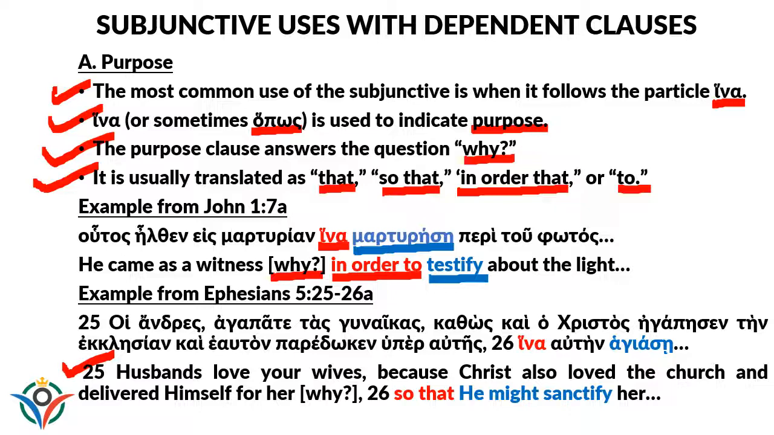And then we can ask ourselves the question, why? And Paul answers that with the particle hina, which we've translated here as so that. And then the subjunctive verb hagiase fully fleshes out that purpose, so that he might sanctify her.